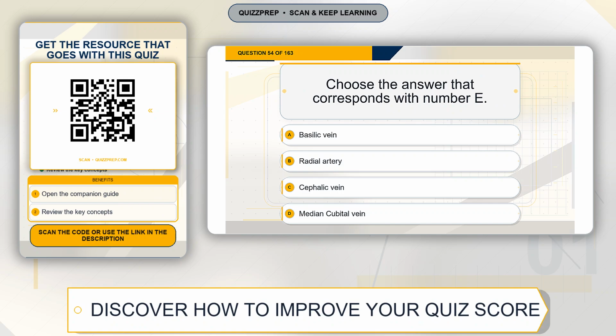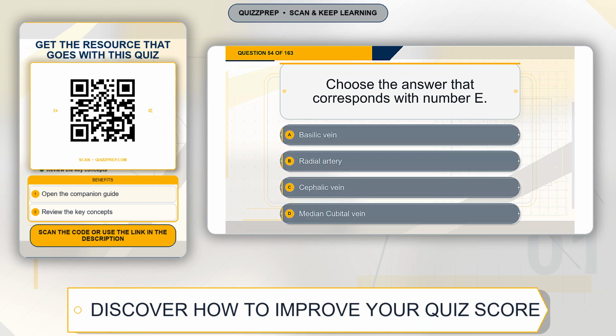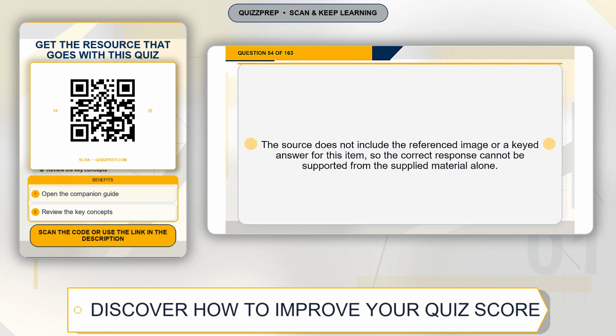Question 54. Choose the answer that corresponds with number E. Option A, basilic vein. Option B, radial artery. Option C, cephalic vein. Option D, median cubital vein. The correct answer is now shown. Explanation. The source does not include the referenced image or a keyed answer for this item, so the correct response cannot be supported from the supplied material alone.